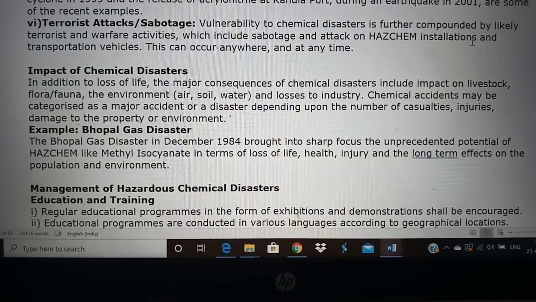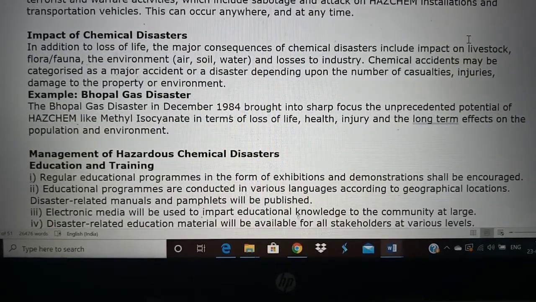Then we'll see the impact of chemical disasters. We have seen how chemicals have to be stored and who can make errors and cause accidents. Let us see what the impact is if there is a chemical disaster. One thing is the loss of life; people can die. It can also cause damage to the animals, plants and the environment in the area. For example, if oil is being transported by ship and the ship has an accident and the oil leaks, all the fish and other animals living in the sea will die, and birds will die. So these are environmental problems, and it can also lead to loss to the industry.